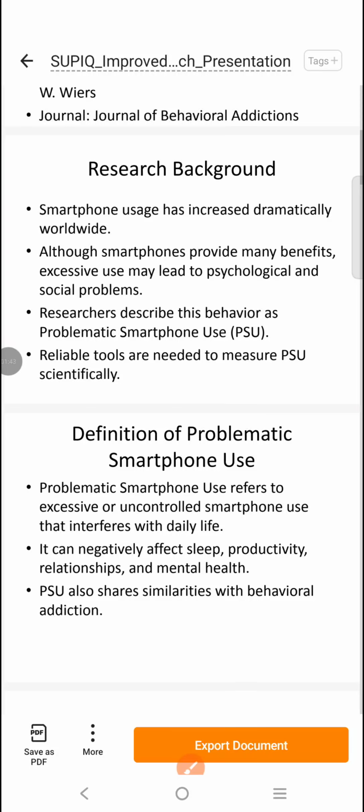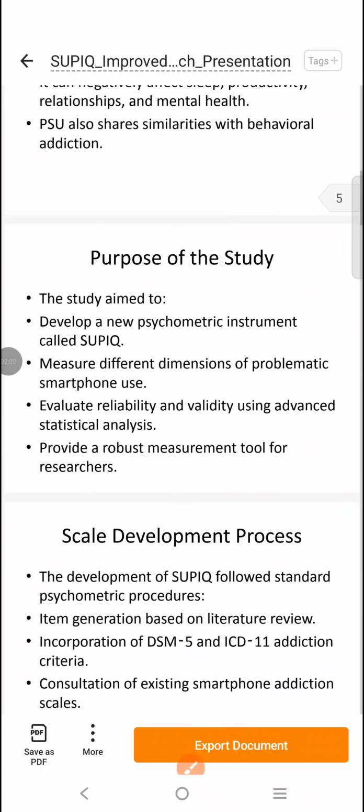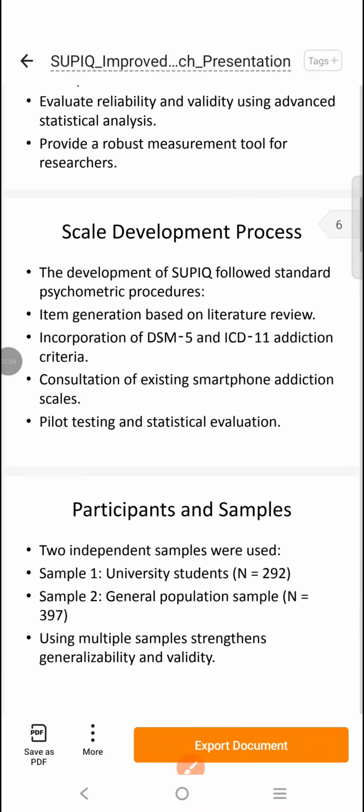Here is the definition of the SUPIQ questionnaire. SUPIQ means Smartphone Use Problems Identification Questionnaire. SUPIQ is the abbreviation of Smartphone Use Problem Identification Questionnaire. Here, again, the purpose of the study has been given. Here is the scale development process.